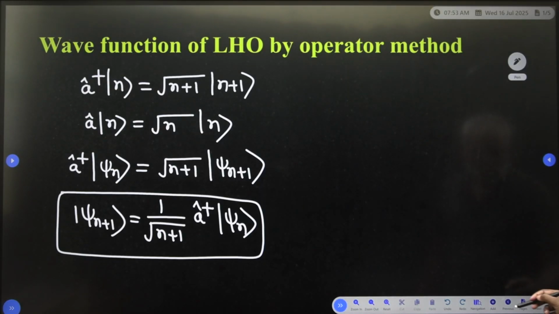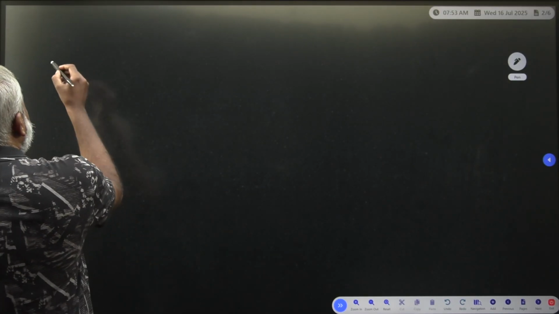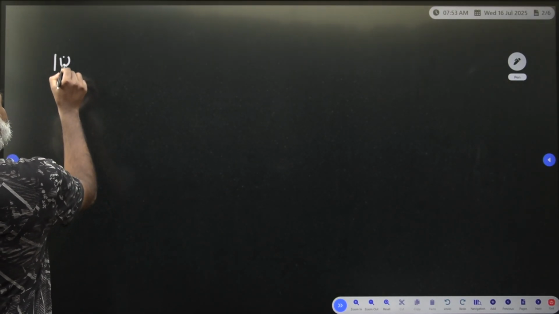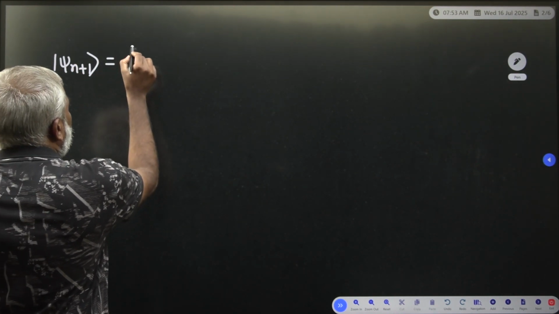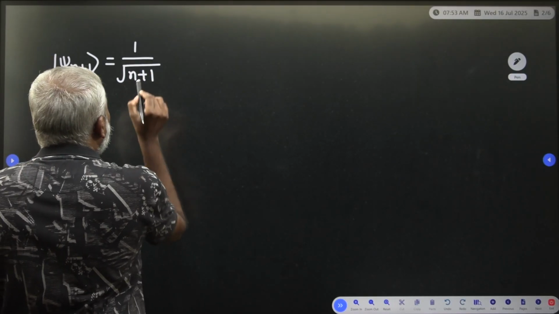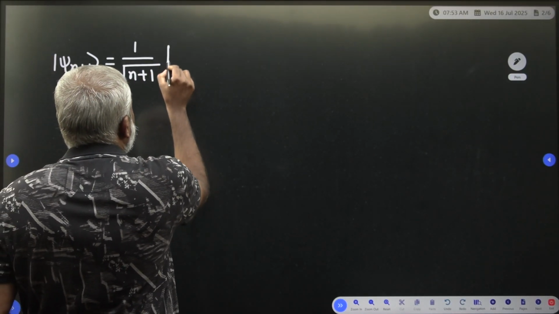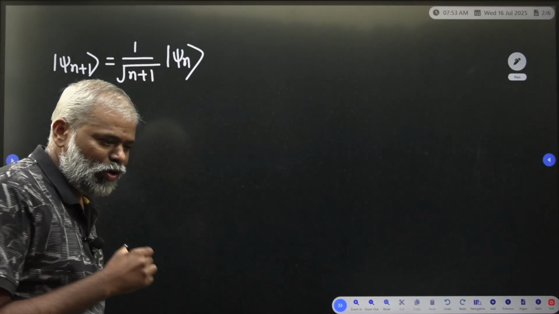Which one we have to arrange? That is very important. Ket psi n plus 1 is equal to 1 by square root of n plus 1 into ket psi n. We know this, ket psi n, we know that value.